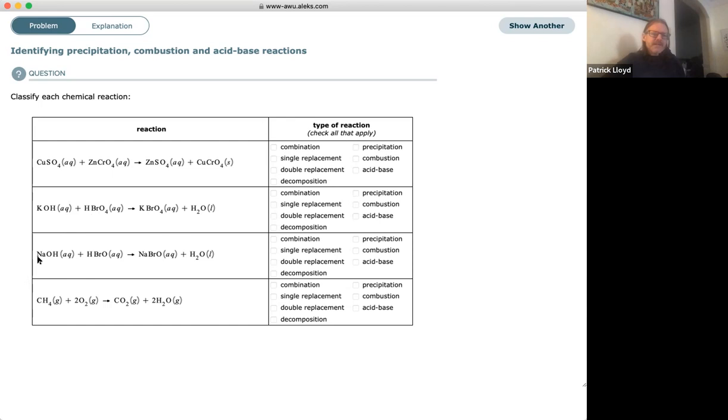Third one, NaOH, ionic compound, HBrO. Oh, that's an acid. So this is our acid-base reaction. So again, double replacement and acid base.